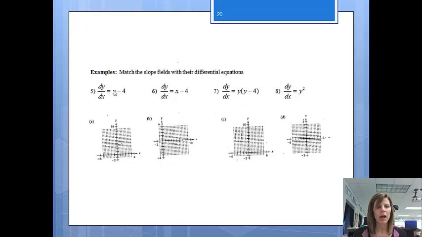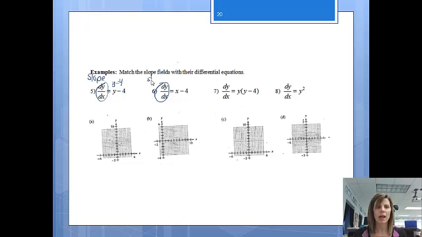Alrighty, a technique that I like to do is figure out where my slopes would equal 0, because that's going to help us decide some things, and where it might be undefined, because that might help too. Okay, so if I look at this first one, dy/dx just stands for the slopes. So if I'm looking for where the slope of these slope fields is going to be 0, that would be when y equals 4.